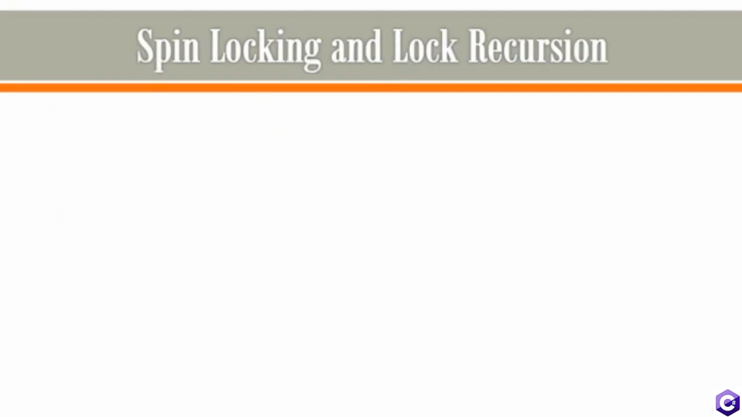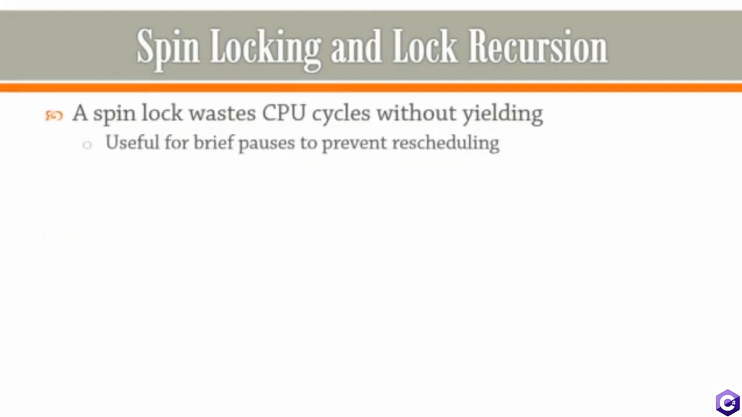Then we talked about spin locking and lock recursion as well. So spin locking is basically a kind of lock which, when it's waiting, doesn't yield control, it doesn't allow the scheduler to schedule another thread and then reschedule this one when you do in fact get the lock. So a spin lock basically wastes CPU cycles without yielding. On the other hand, since you're avoiding context switches, it is useful for brief pauses to prevent rescheduling, but you shouldn't really keep a spin lock for too long.